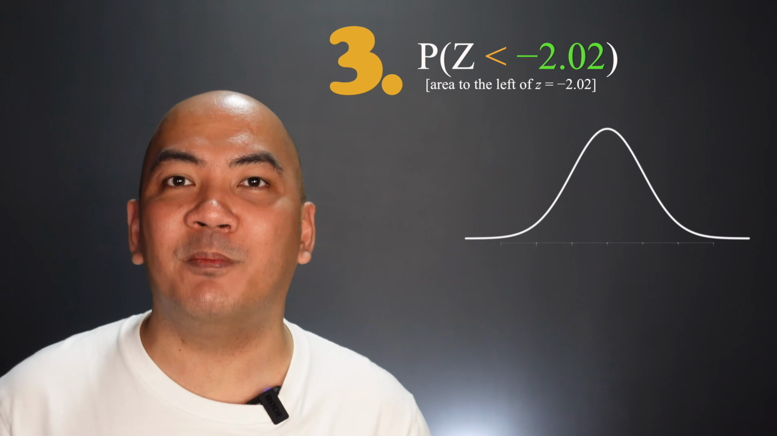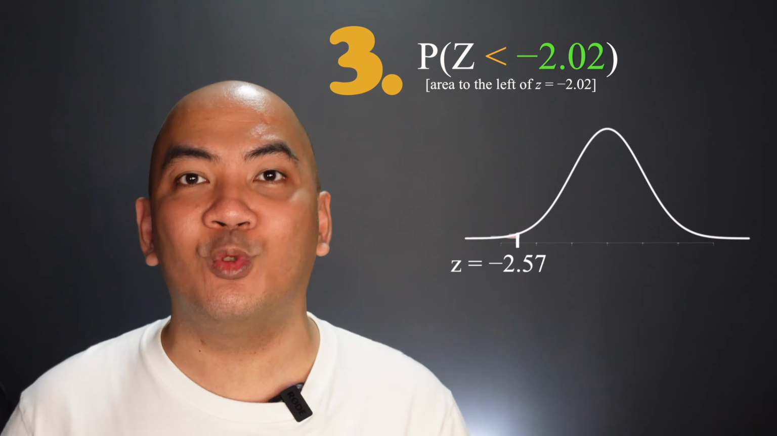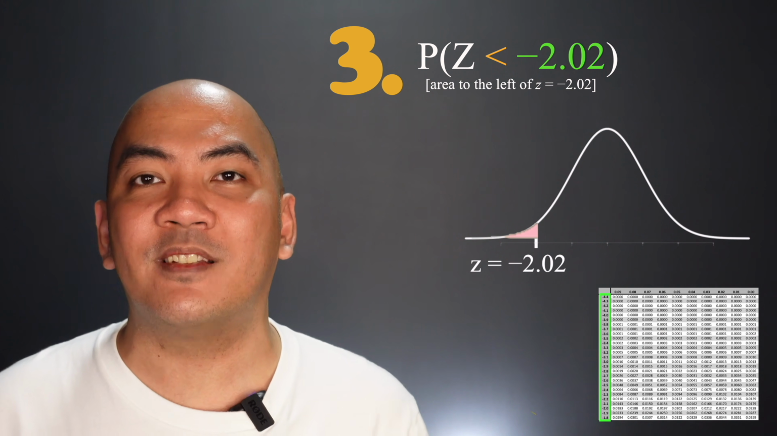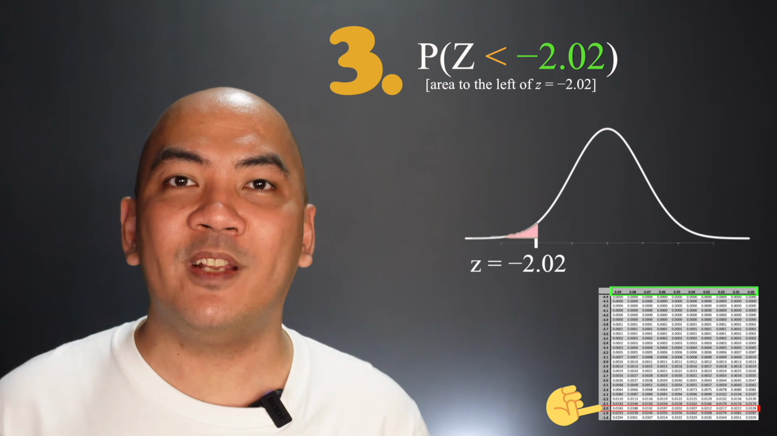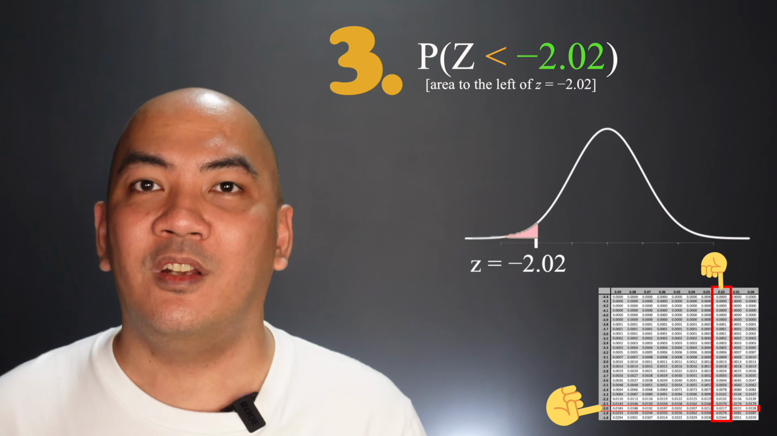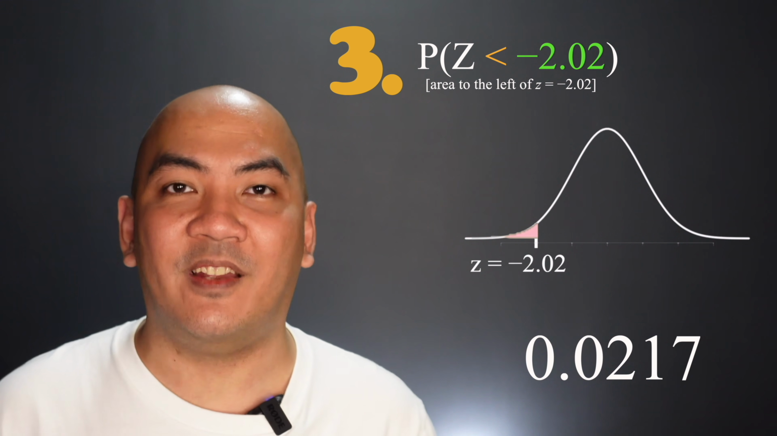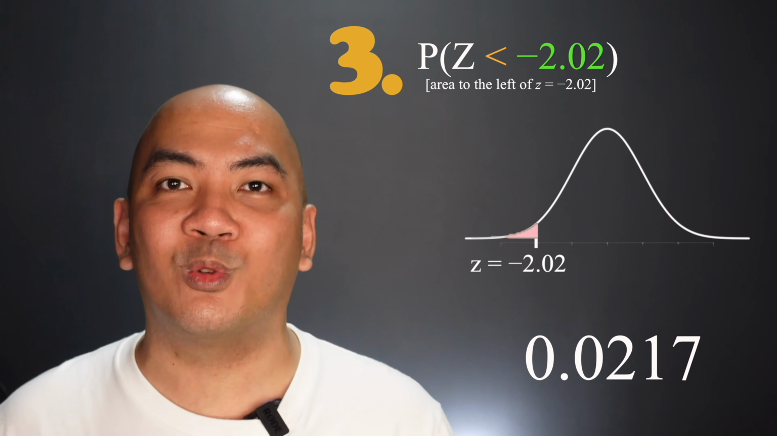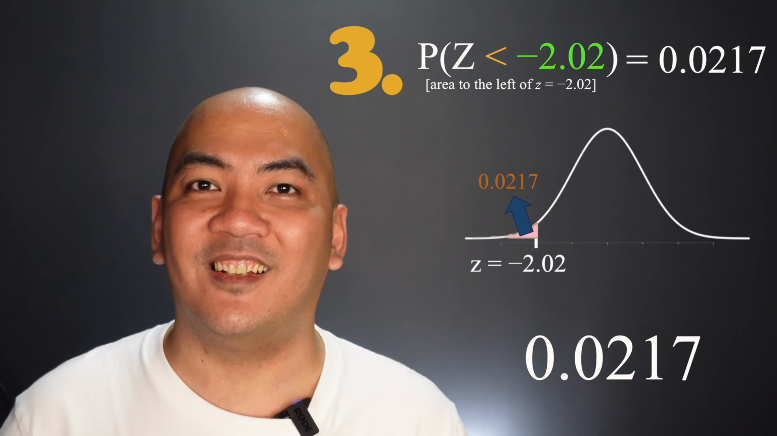Let's have another example. Suppose we're looking for the probability of z to be less than negative 2.02. So similarly, we just have to take a look at negative 2.0 on the leftmost column and 0.02 on the uppermost row. And that gives us 0.0217. Thus, the probability of z to be less than negative 2.02 is 0.0217.